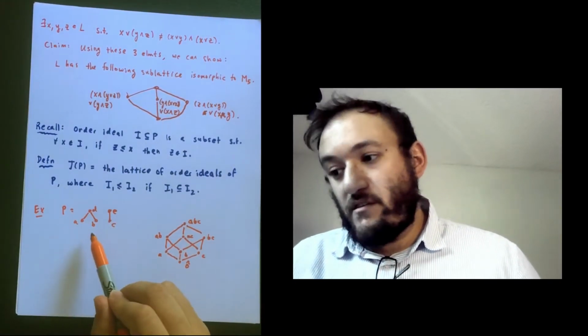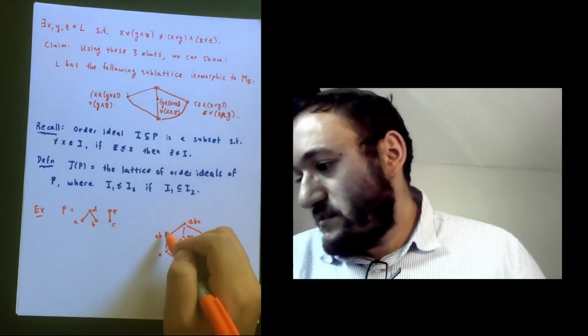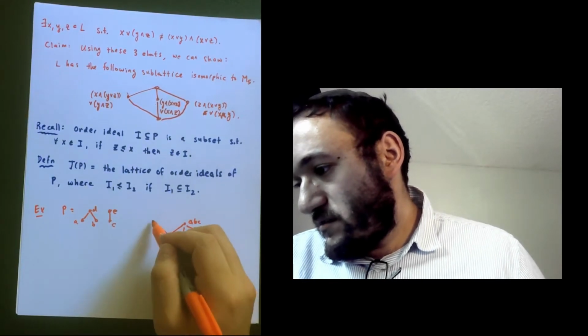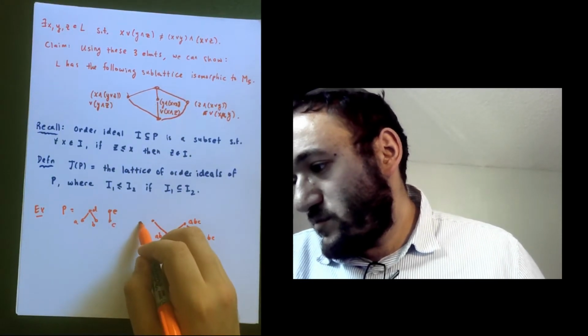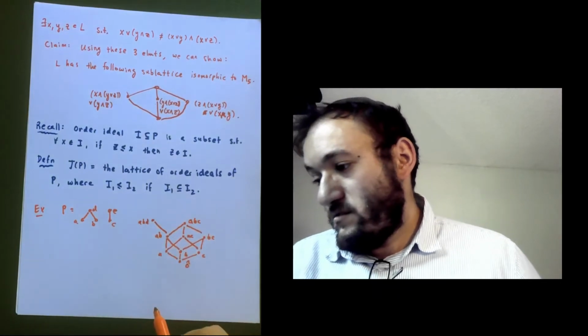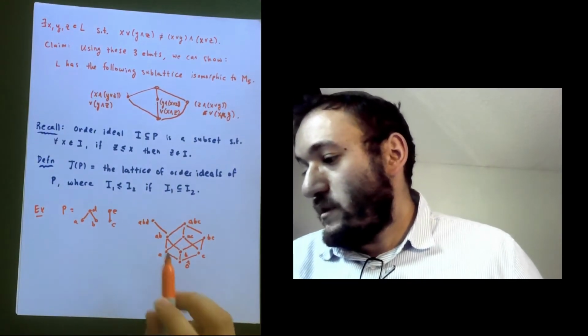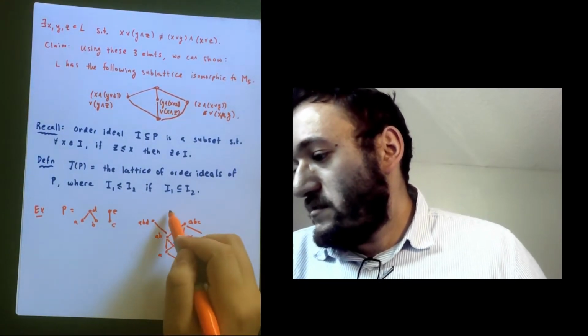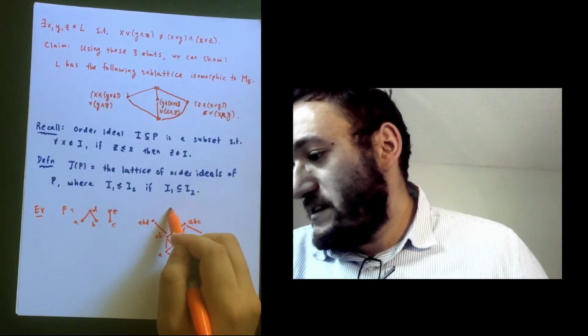Once we have A and B, though, we could also put in D. So let's put D over here. This will be A, B, D. And we could have A, B, C, and D.